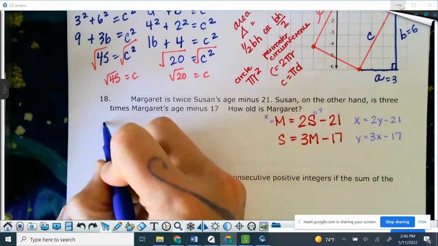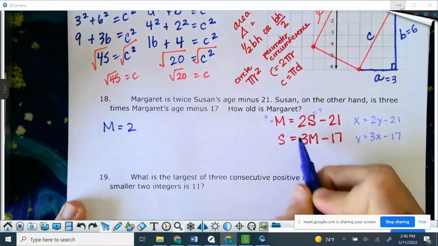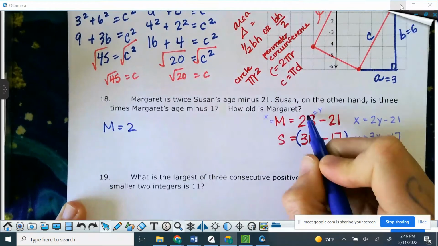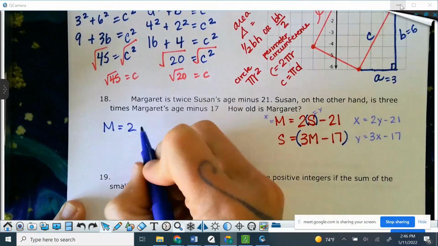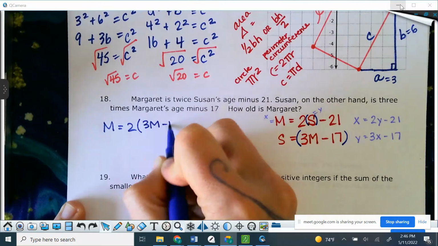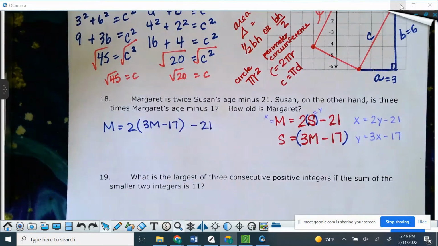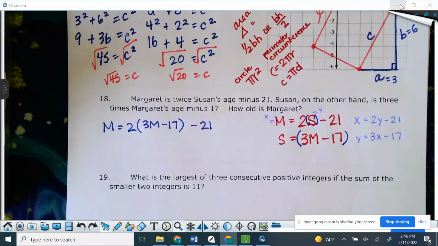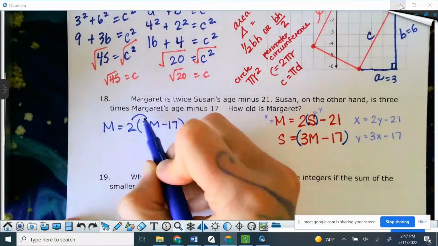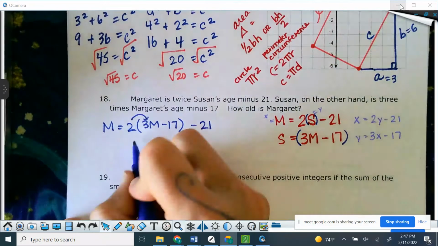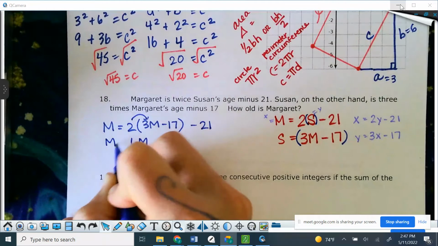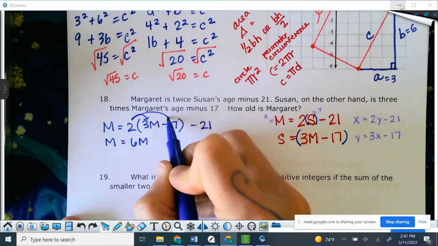So Margaret is equal to 2 times. This whole thing is Susan's age. So it would be 2 times 3m minus 17 minus 21. And if we come out with a negative, it's because I switched that number up. But I don't feel like 177 is correct. So 2 times 3 is going to be that 6m. 2 times the negative 17.